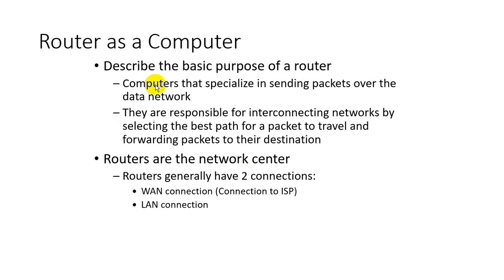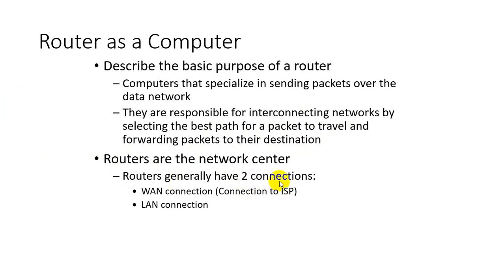So if we talk about a router as a computer, it is a computer that specializes in sending packets over a data network. We call a router something like a computer that is responsible for interconnecting networks by selecting the best path for a packet to travel and forwarding packets to their destination. So what a router does is take the packets from a source to a destination. What could the destination be? The destination could be some IP address. It could be IPv4 or IPv6.